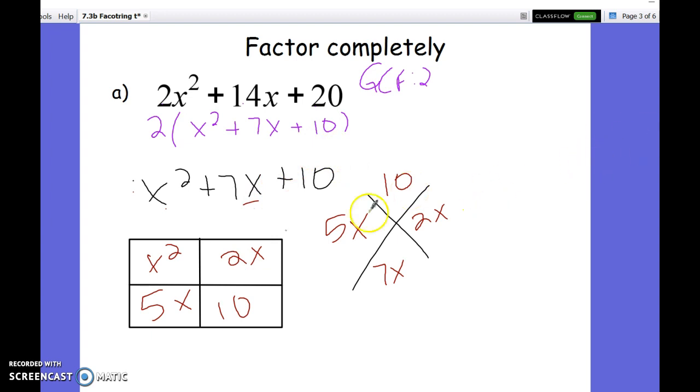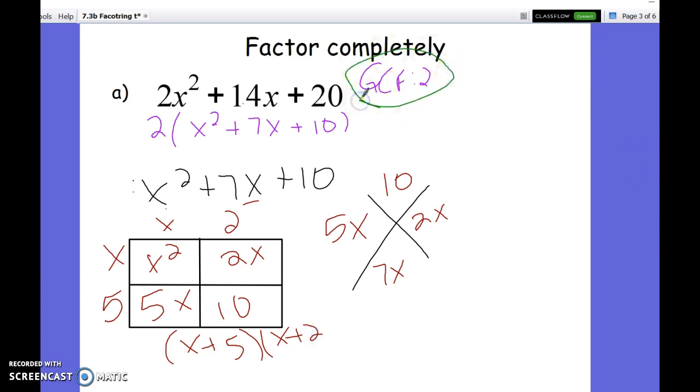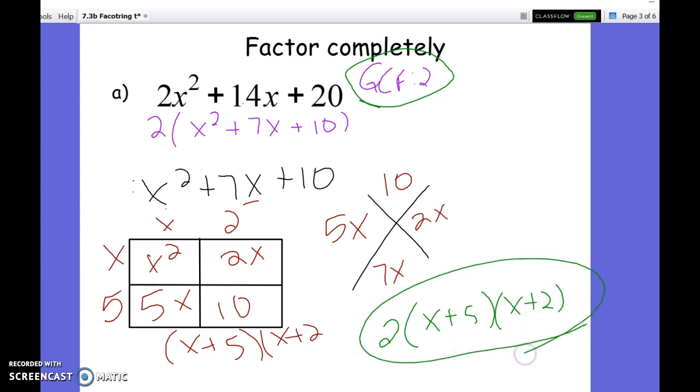Now we are ready to find our greatest common factor of each row and each column. Well, x squared and 2x, x goes into there. 5x and 10, we can factor a 5 out. x squared and 5x, x comes out. 2x and 10, 2 comes out. We have the factors x plus 5 times x plus 2. Now to finish off our answer, we can't forget that greatest common factor of 2. So our final answer, 2x squared plus 14x plus 20 factors into 2 times x plus 5 times x plus 2. And that's our answer.